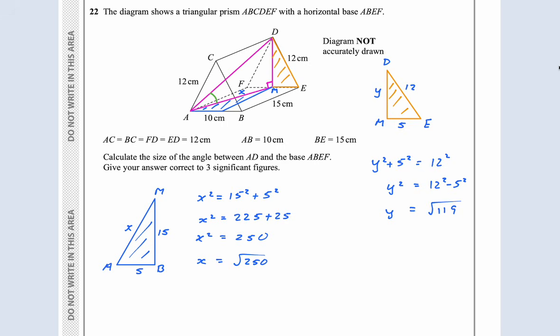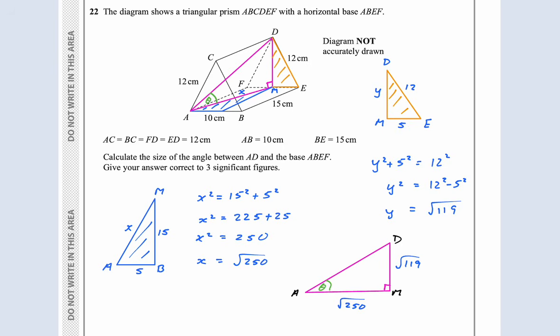Okay, but this is good, because now I have my pink triangle, which is a right angle triangle, guys. Remember, in 3D, that's a right angle there, and this is the angle I want. And we have A, D, M. I now have my x, which is this bottom one, so this is x, root 250. This is y, root 119. And our angle, let's call it theta.